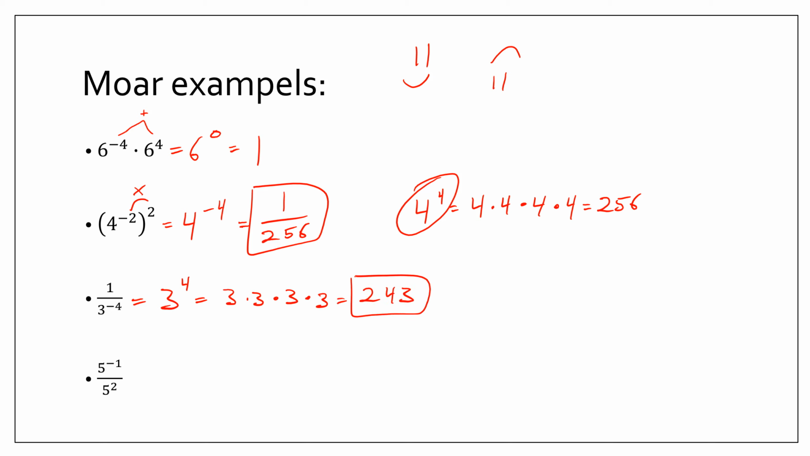Here we go. All right, finally, this is maybe the trickiest one yet. I have 5 to the negative 1 over 5 to the 2.